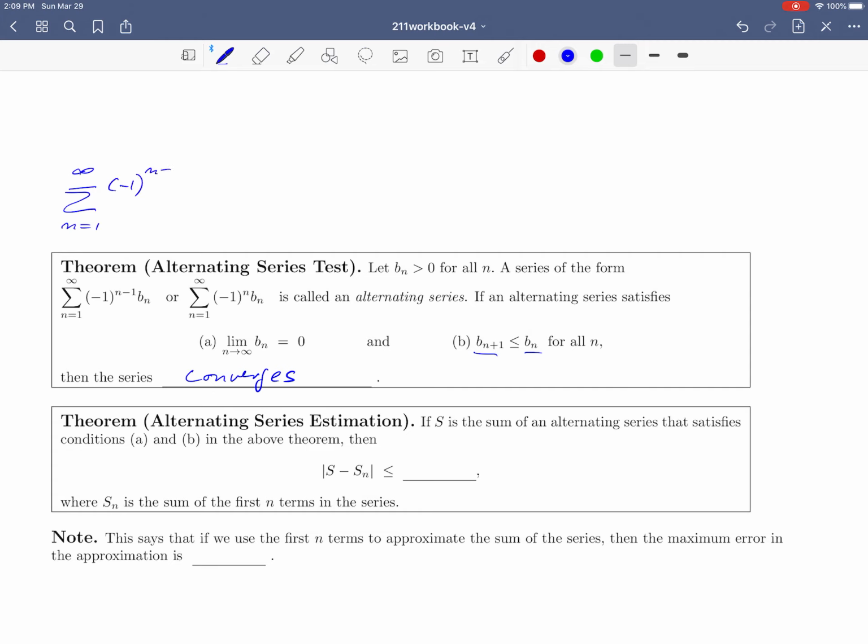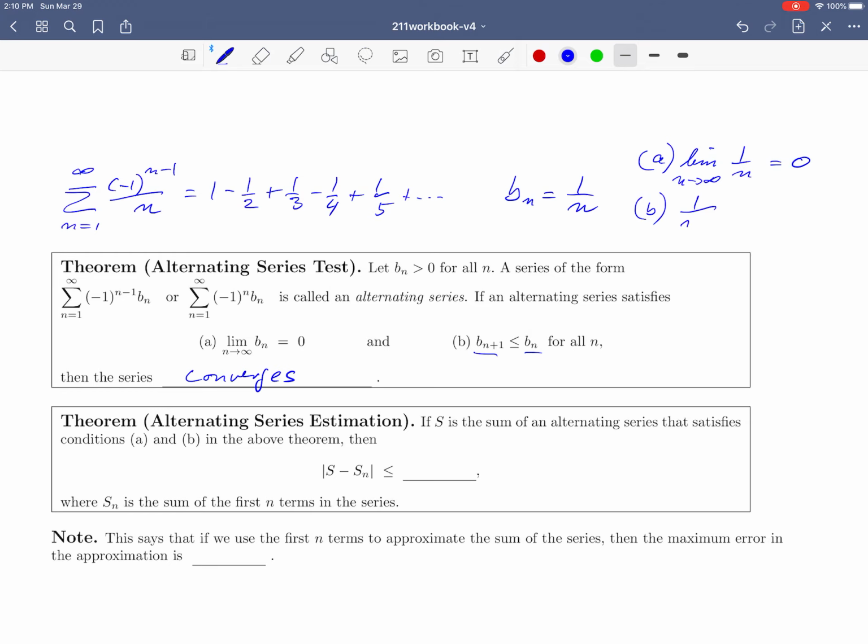So in our particular example that we looked at before, we looked at the series sum from n equals 1 to infinity of -1 to the n minus 1 divided by n. So that was 1 minus 1/2 plus 1/3 minus 1/4 plus 1/5 and so on. So here we have Bn is equal to 1 over n. And so we already saw condition A is satisfied. The limit as n goes to infinity of 1 over n is 0.